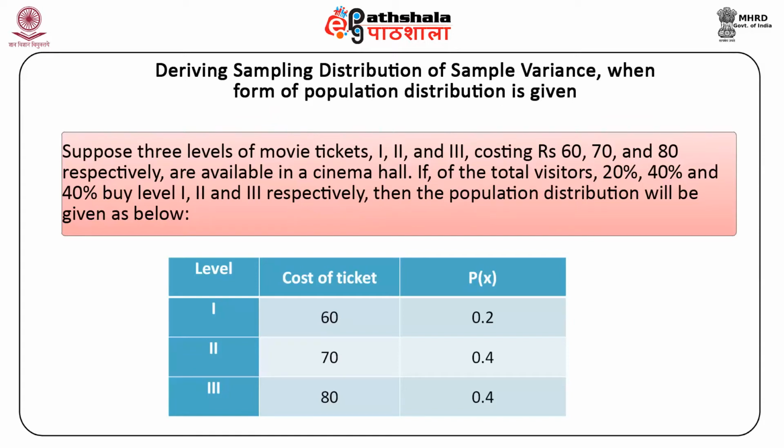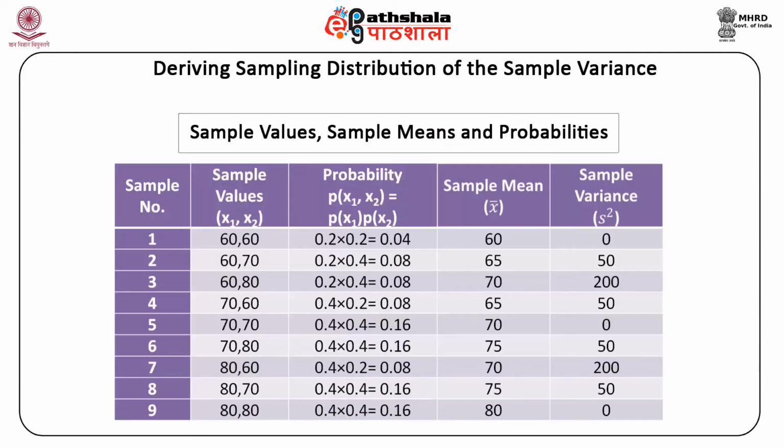If on a particular Sunday 2 tickets are bought, let X1 and X2 be the revenue earned from the sale of the first and second ticket. Assuming independence of X1 and X2, derive the probability distribution of the average revenue earned. The table below lists all possible values of sample with their respective means, variances and probabilities. So we have table 4 in which we have sample values, sample means and probabilities.